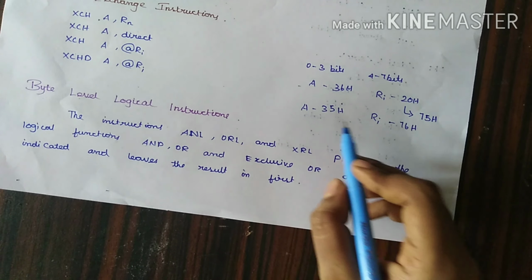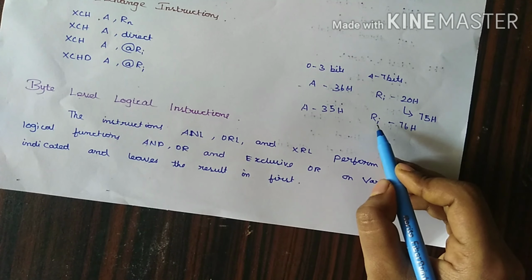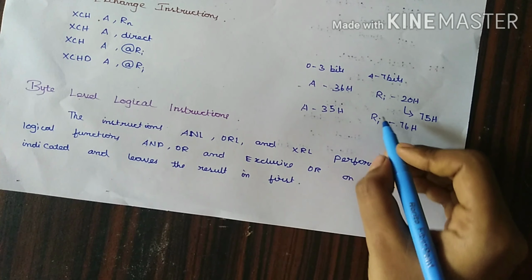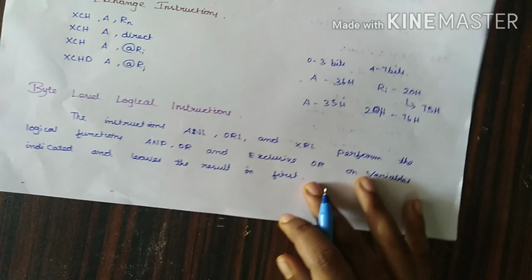Only the lower order nibbles of the accumulator and the address stored in the Ri will get exchanged. That is, this is the data of 20H, not Ri.